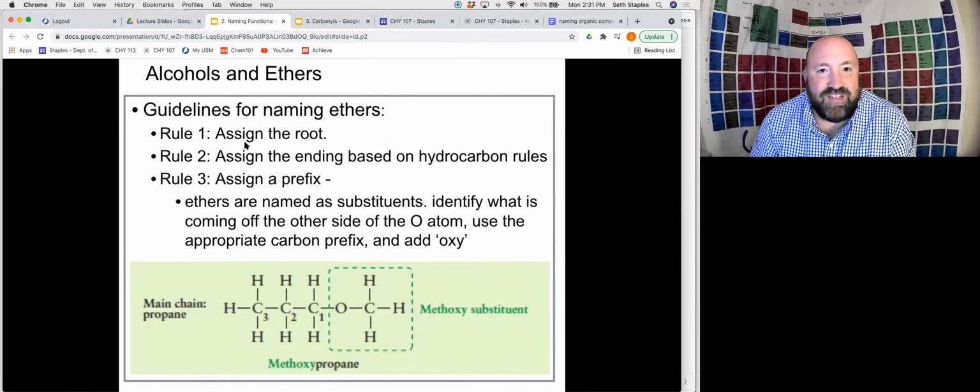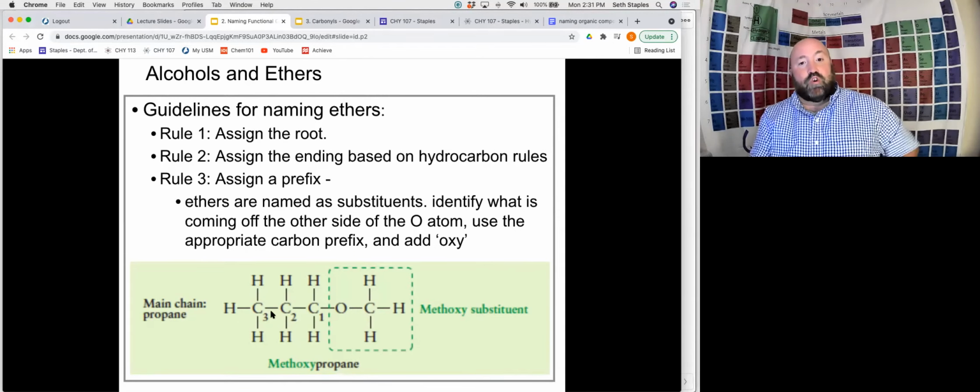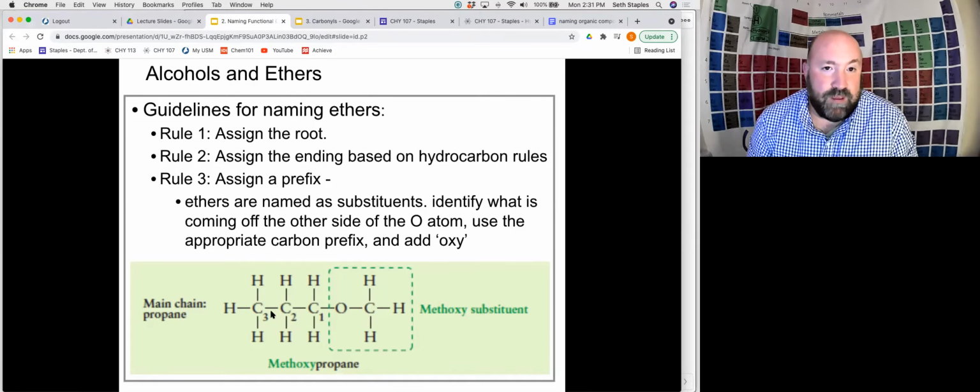We're going to first assign the root. We're going to look for our longest carbon chain. So in this case, that's this chain right here. So we ignore the ether part of it for now, and we look at just the longest chain. Then we're going to assign our ending based on our different hydrocarbon rules. And so this is just propane right here. If there were a double bond here, then we would name that 2-propene.